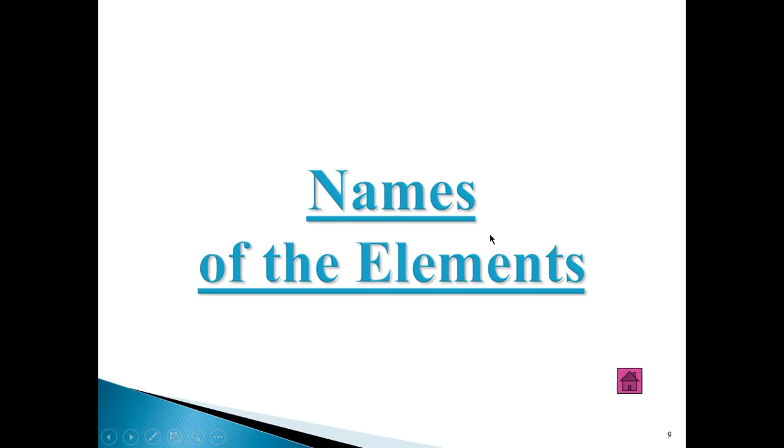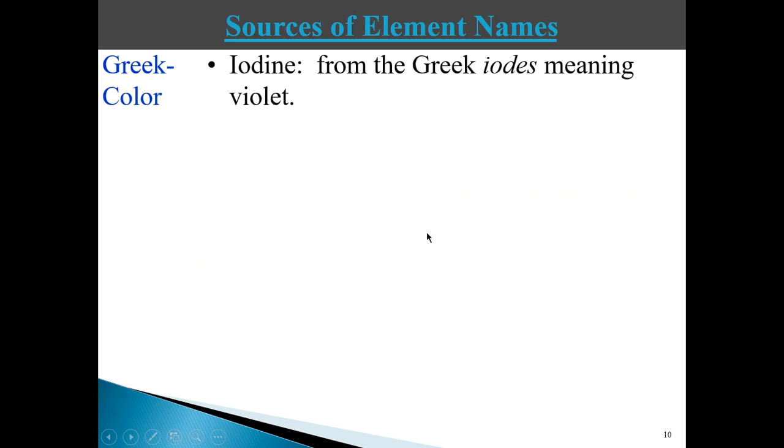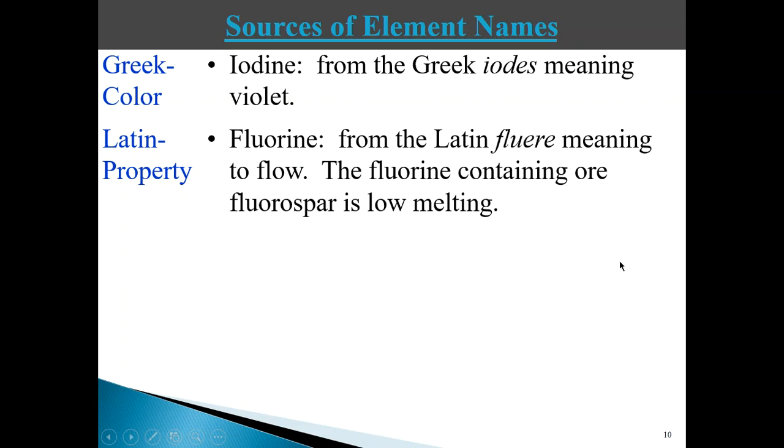Now, let's look at how the elements are named, right? There are different sources for the names of elements. In some cases, the elements are named based on their color. For example, iodine, which comes from a Greek word meaning violet. In other cases, the element name is derived from a property of a compound containing that element. So fluorine comes from a Latin word which means to flow, and it says here that this fluorine-containing ore, called fluorspar, has a low melting point. That is essentially where the name comes from.